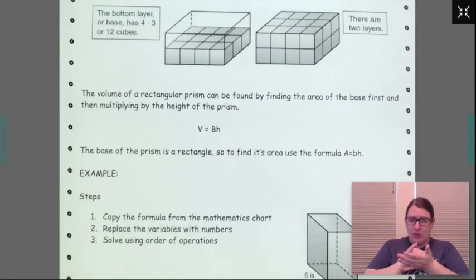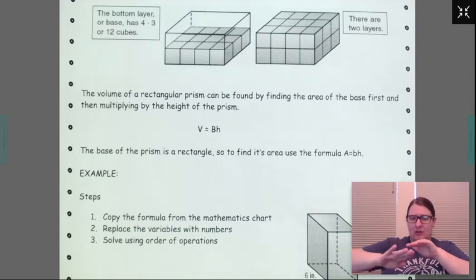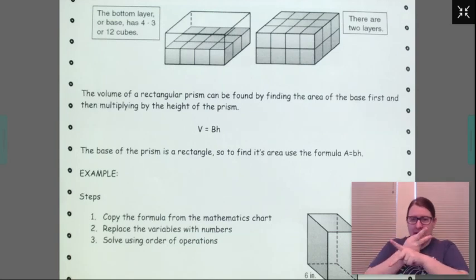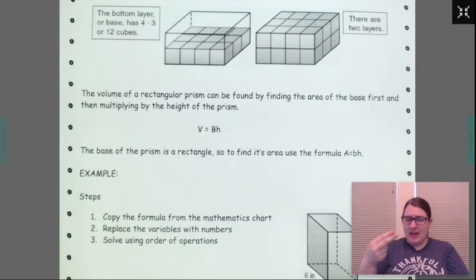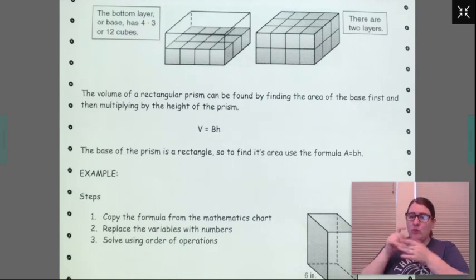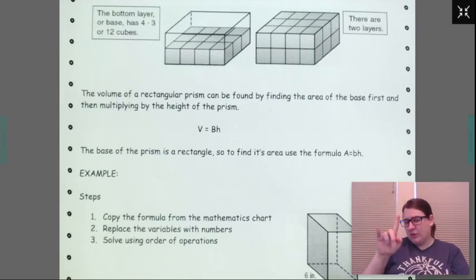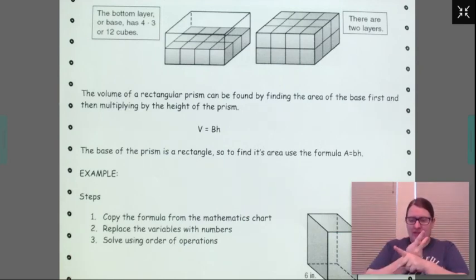How do you do that? The volume of a rectangular prism can be found by finding the area of the base first and then multiplying times the height of the prism. So volume equals base times height. B and H means multiplying in between. That's understood when we write our formula. We can add in that multiplying sign so you remember.